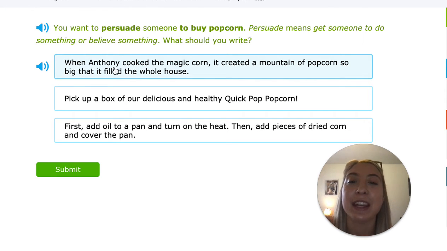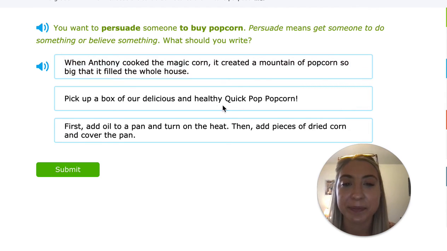When Anthony cooked the magic corn, it created a mountain of popcorn so big that it filled the whole house. Well, reading that, it's more of a story. It doesn't make me want to buy popcorn, but I'd be interested to continue reading about that. So that's not really to persuade or convince me.